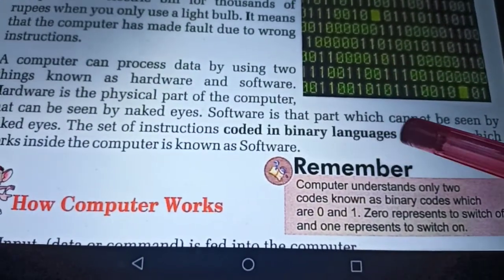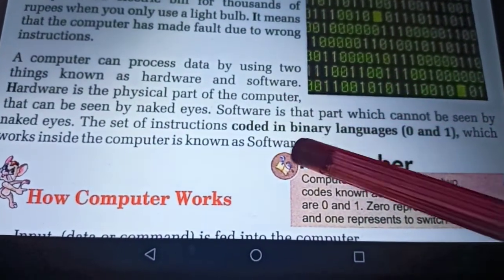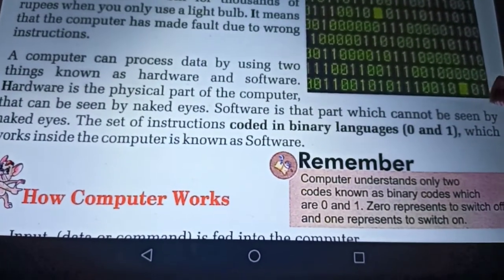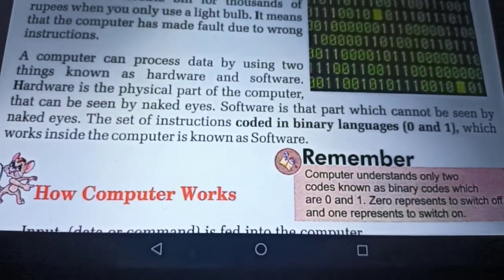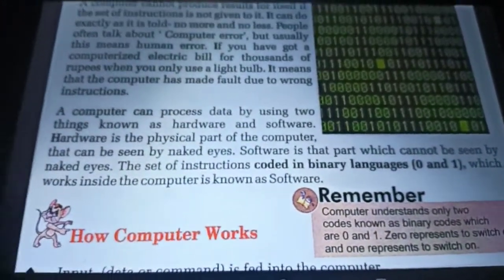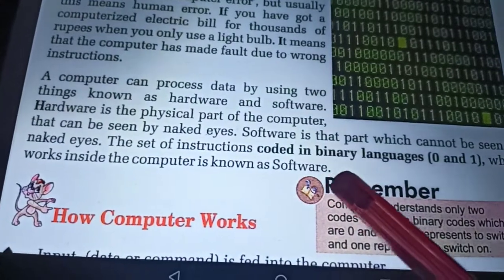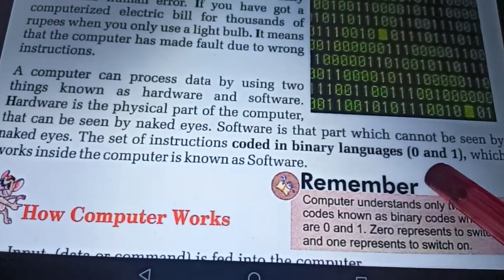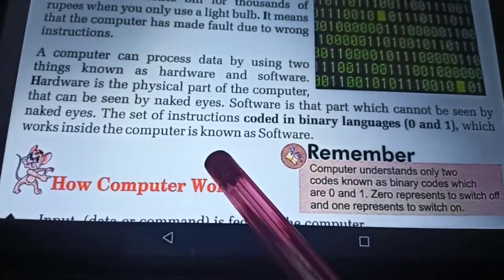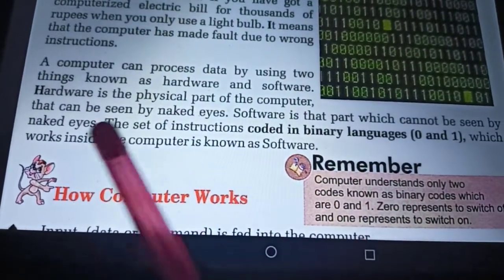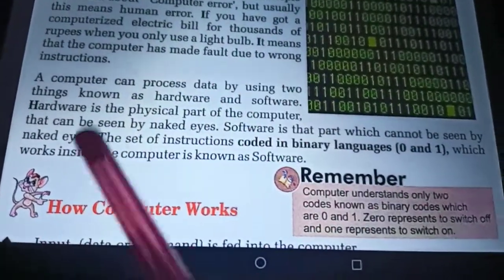And the software is a part which cannot be seen by naked eyes. The software is that part of the computer we cannot see and we cannot touch. The set of instructions coded in the binary language 0 and 1, which works inside the computer, is known as software.